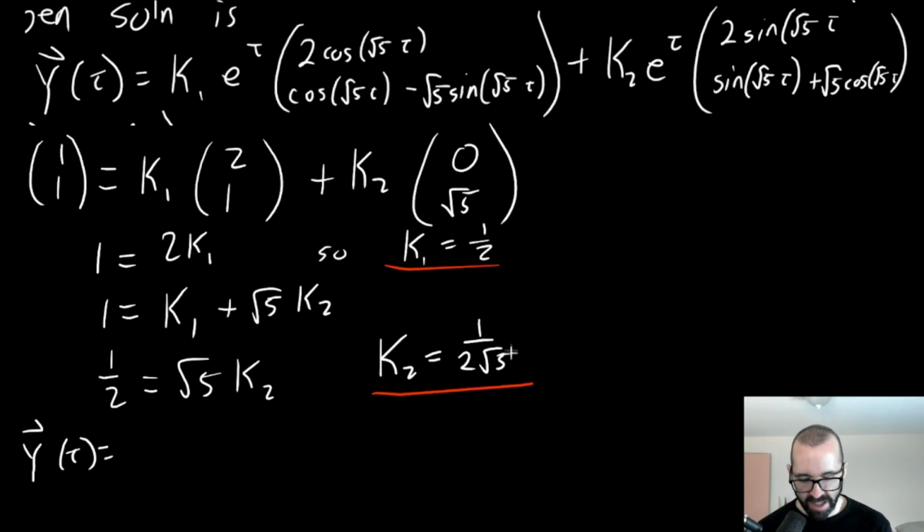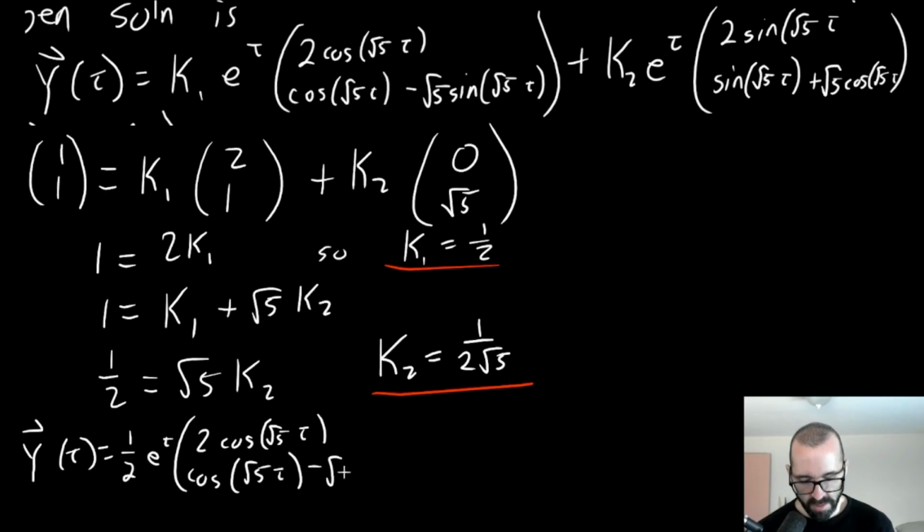Y of t is equal to k1, which was 1/2, e to the t times this nonsense: cosine of root 5t minus root 5 sine of root 5t. All right, we're just plugging it back in. Plus k2, which is 1 over 2.